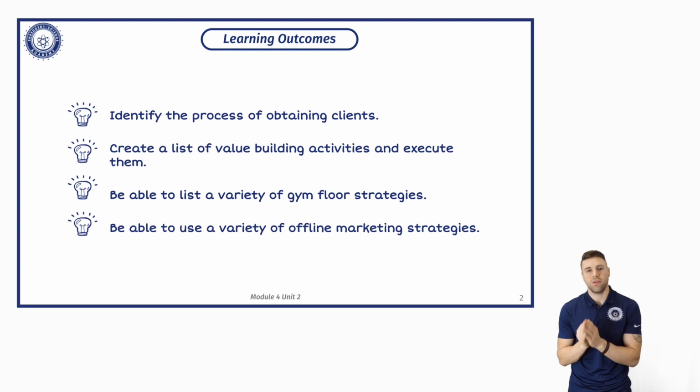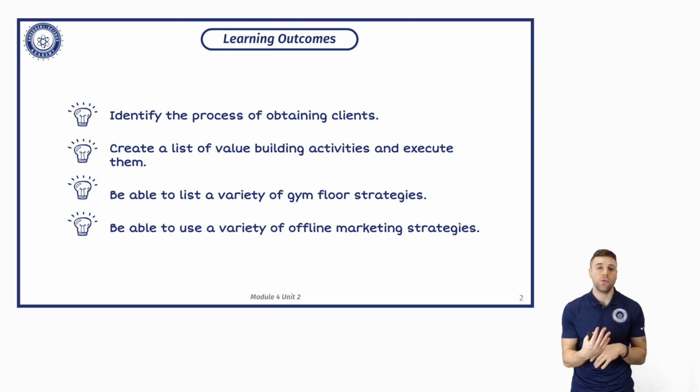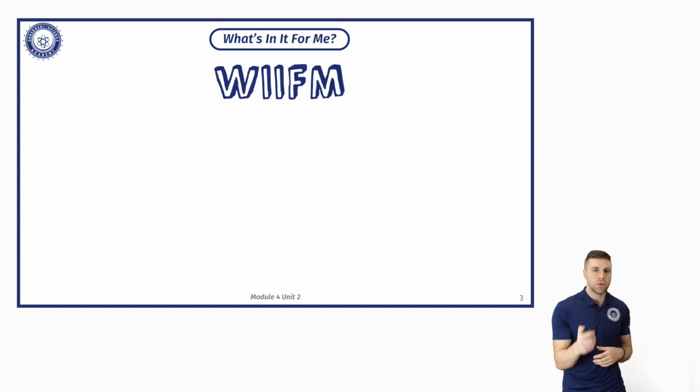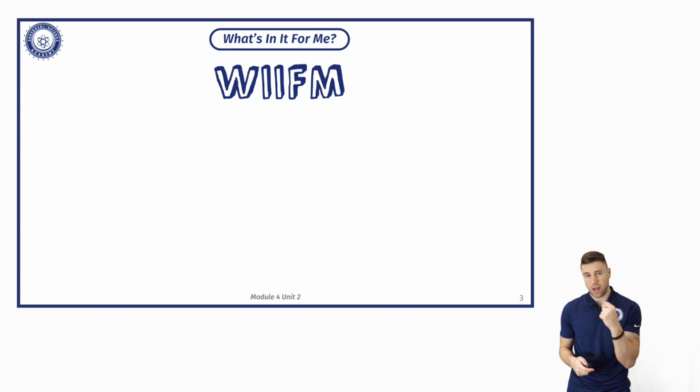We're going to list a variety of gym floor strategies for you to try throughout the year, and then be able to use a variety of offline marketing strategies which go outside of just being on the gym floor, and how you can incorporate that into building that brand awareness. So talking of brand awareness, we're going to talk about brand awareness, know, like and trust on the next slide.